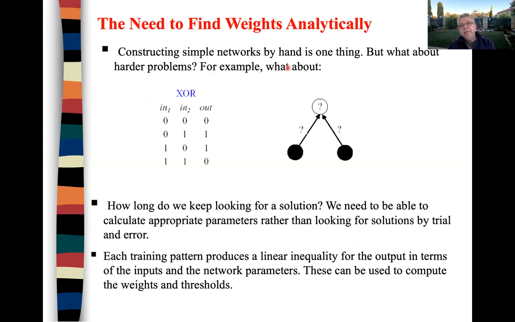Constructing simple networks by hand is one thing, but what about harder problems? For example, what about the XOR function, where this is the truth table for it? So how can we easily find the threshold, the weights and the bias? How long do we keep looking for a solution? We need to be able to calculate appropriate parameters rather than looking for solutions by trial and error. Maybe there is no solution, just like in this case here. So each training pattern produces a linear inequality for the output in terms of the input and the network parameters. And these can be used to compute the weights and the threshold.